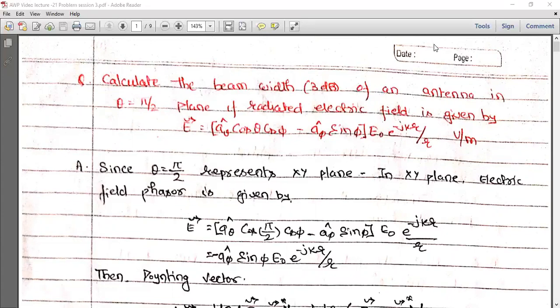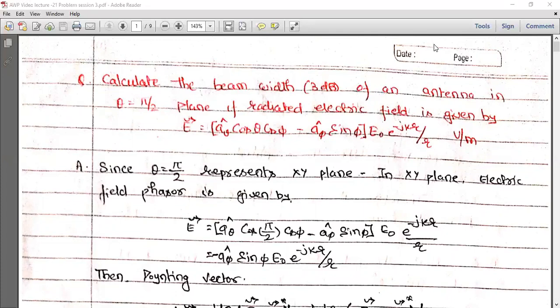Now how will we do that? First of all we have to find the radiation characteristic or radiation pattern, and we know the radiation pattern is represented in terms of U theta phi, that means the radiation intensity itself. So first of all our objective is to find the radiation intensity. Now to make the question simpler, it is given that we have to find the beam width in theta equals to pi by 2 plane.